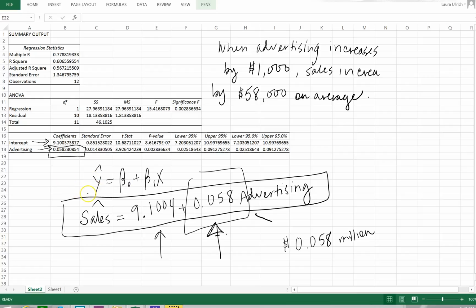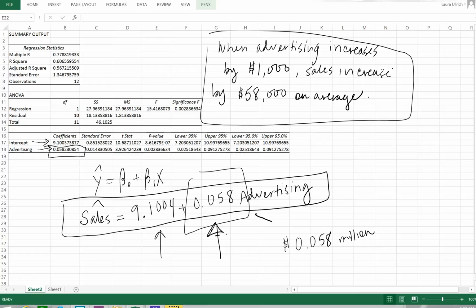We then wrote out our regression line, and we said that, as you can read up here on the right hand side, when advertising increases by $1,000, because we're told in the problem that advertising is in thousands, sales increase by $58,000 on average. Or you could say sales are expected to increase by $58,000. On your test, it's going to be imperative for you to either say expect or on average, because that does change the entire meaning of the interpretation, right?